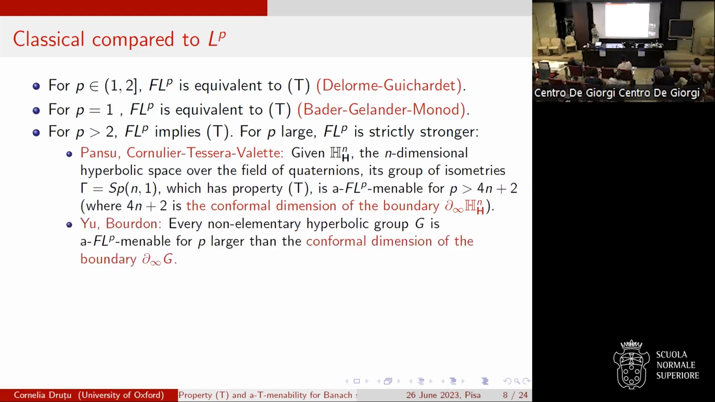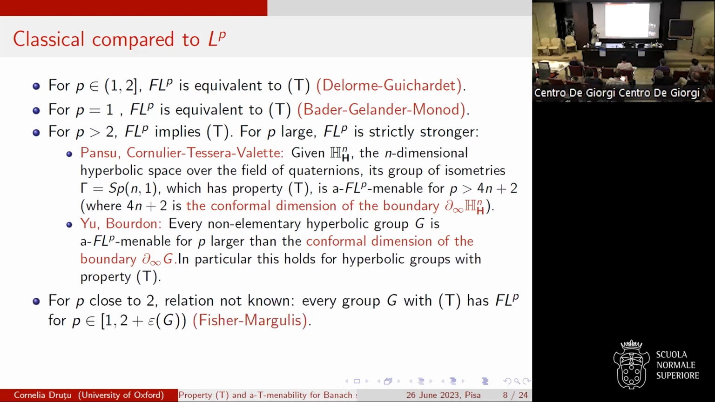And the same thing happens for hyperbolic groups. Yu proved that hyperbolic groups always act properly on an LP space, and Marc Bourdon actually proved that this happens as soon as P is larger than the conformal dimension of the boundary. So interestingly, for hyperbolic groups, this seems to relate to a geometric feature, the conformal dimension of the boundary.